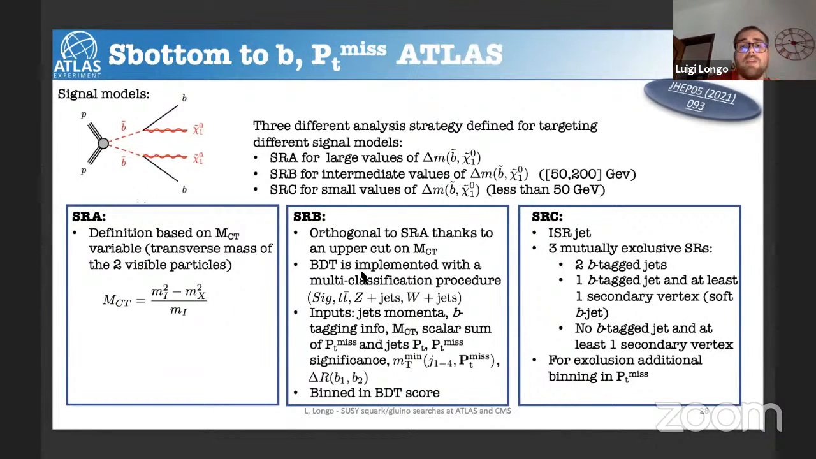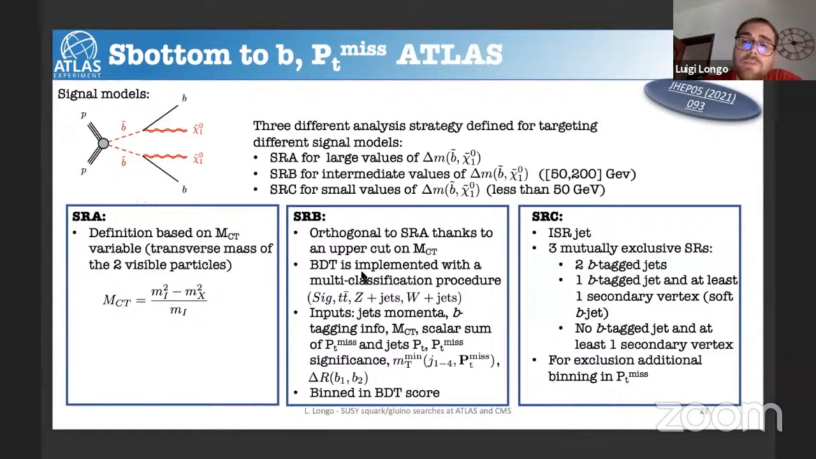And while for the intermediate case, the idea was to construct this signal region to be orthogonal with respect to the previous signal region, thanks to an upper cut on the MCT variable, and then to define a BDT, with a multi-classification procedure. And for the exclusion, it was also possible to do a binning in BDT score to enhance the sensitivity. While for the small values, for the signal model with a small splitting mass, the idea was to consider the ISR jet to boost the system, and then to define three mutually exclusive signal regions based on the number of b-tagged jets and the presence of secondary vertex.